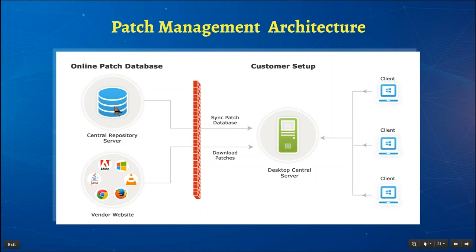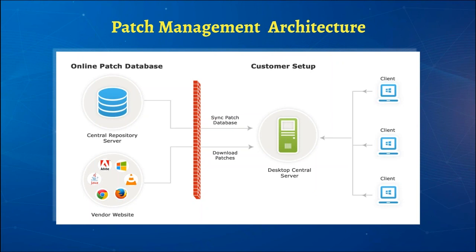Once the details are successfully published, the next step is to initiate a synchronization between your Desktop Central Server and the central patch repository. Once the synchronization is done, your Desktop Central Server will initiate a scan on all the client machines. And once the scanning process is done, your Desktop Central Server will be aware of the missing patch details.